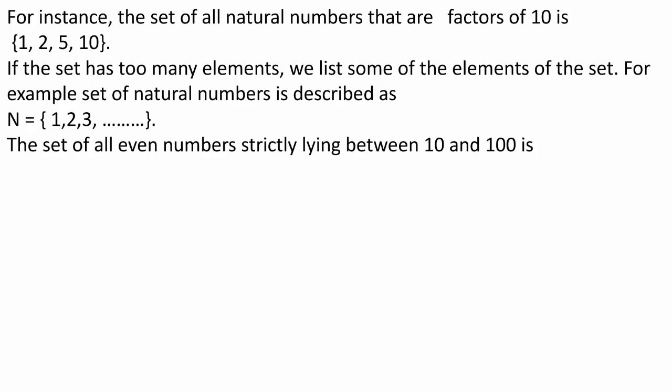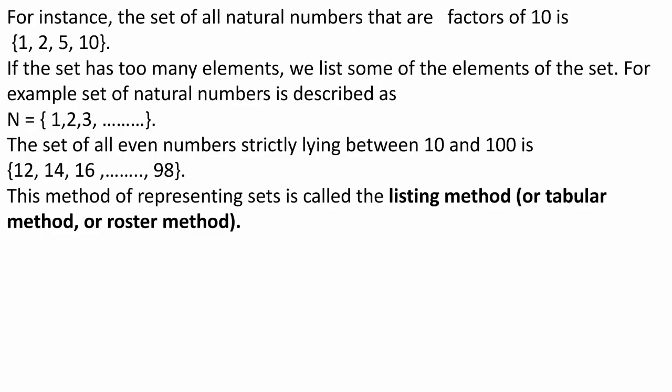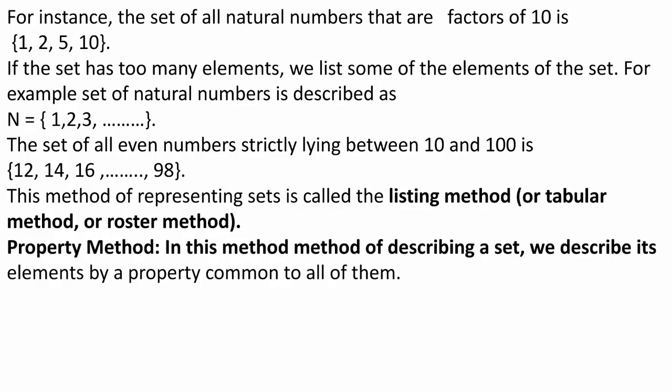The set of all even numbers strictly lying between 10 and 100 is {12, 14, 16, 18, and so on up to 98}. While writing this type of set, we write first three numbers, first three elements, and write the last element of the set. This method of presenting the set is called as listing method. It is also called as tabular method or roster method. Second method, property method.